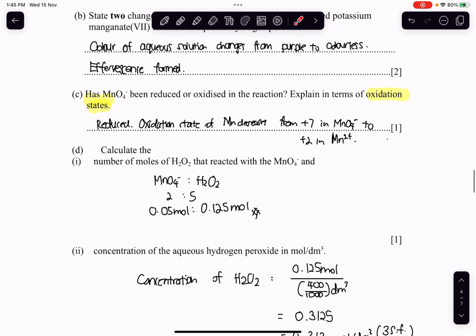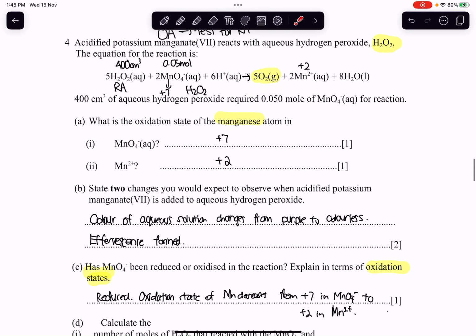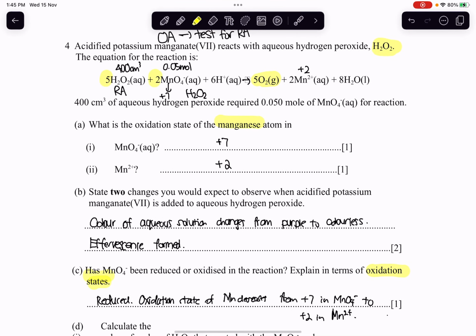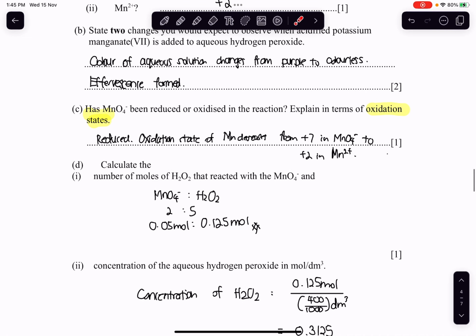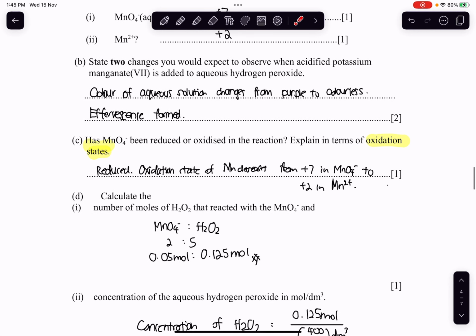Okay, next, calculate the moles of H2O2 that reacted with MnO4 minus. Remember the mole ratio is 5:2 for hydrogen peroxide to potassium manganate 7. So I swap it around to 2:5 because I wrote it the other way, because we are given moles of potassium manganate 7. Usually you write the known on the left hand side, then you solve for the unknown on the right. So 2:5, 0.05 mole. You just divide 0.05 by 2 times 5, you get 0.125.